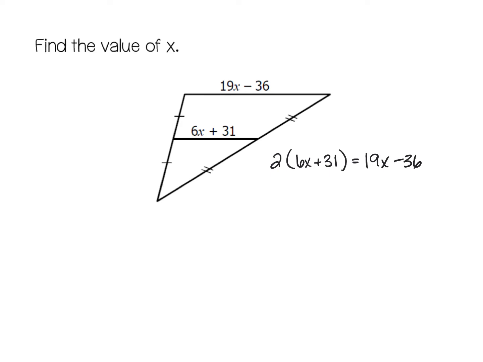Okay, now there's another way to do that, and we'll talk about that in a second. So let's finish this here. So I'd have 12x plus 62 equals 19x minus 36. If I subtract 12x from both sides, I get 7x. If I add 36 to both sides, I get 98. Divide both sides by 7, and I get 14.